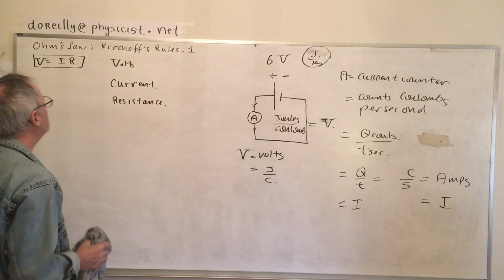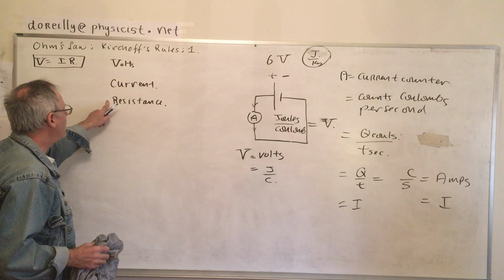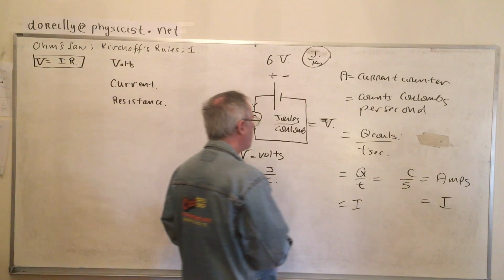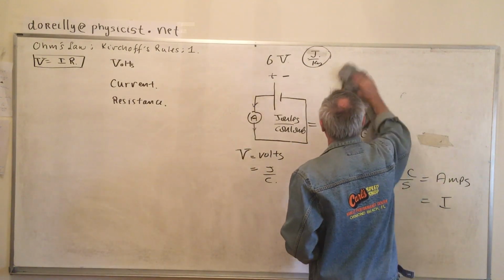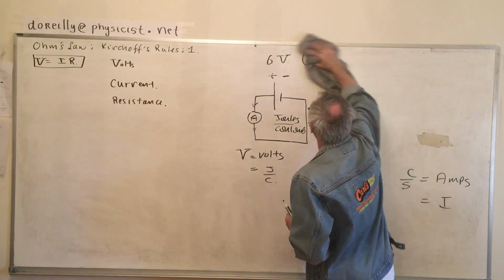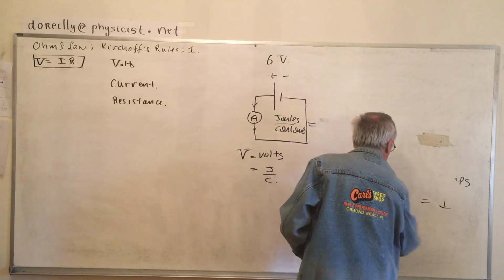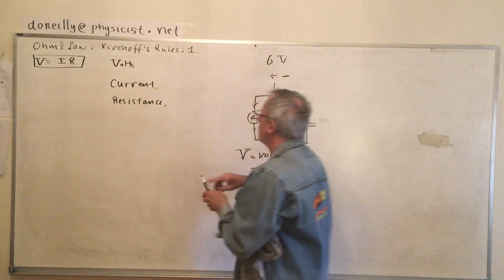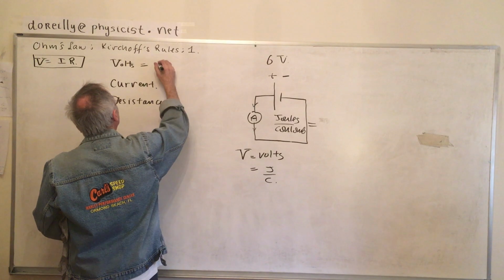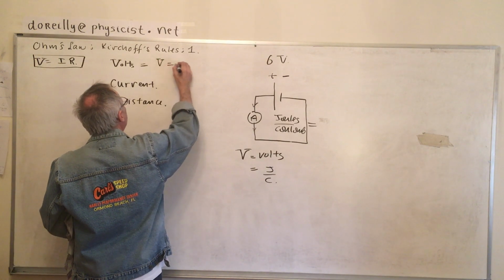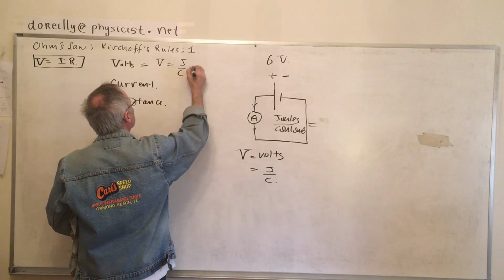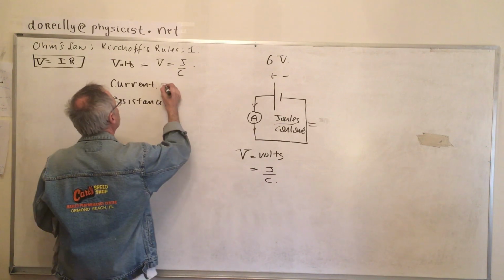The only other thing up on the board is resistance. So volts has a symbol V, and units of joules per coulomb.